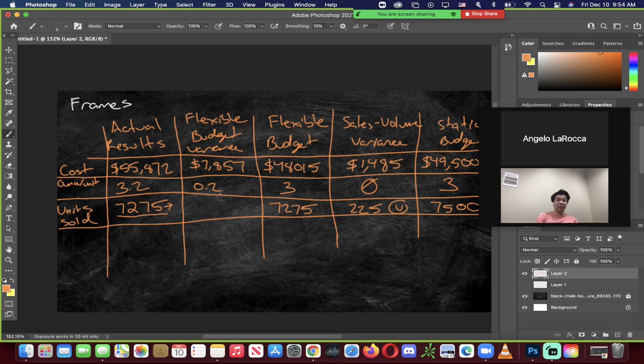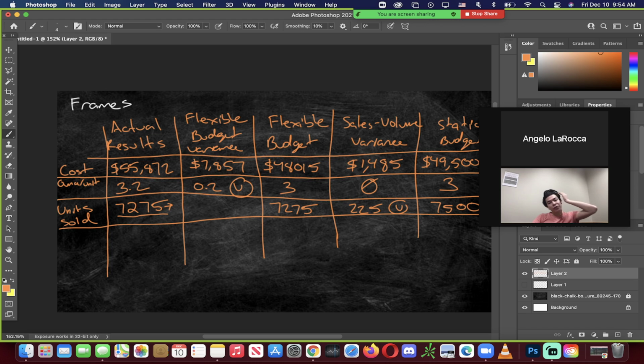That variance is actually unfavorable because if we're using more ounces per unit, that means we're using more metal per frame, and that's unfavorable. We want to use less metal per frame, because if you use less material, you're saving money. So using more material per frame means more cost, and we don't want that. That's not good, so that's going to be unfavorable.